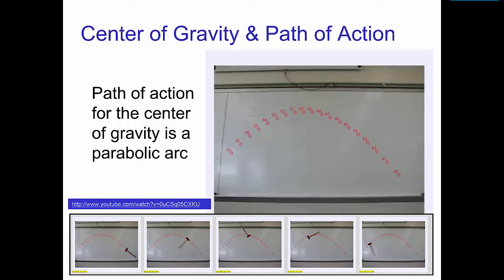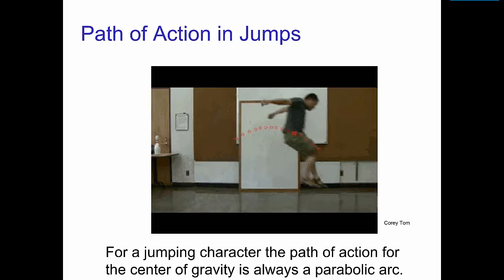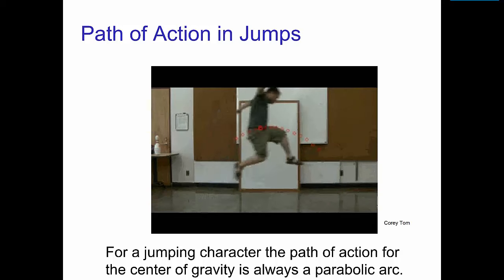The first requirement for a successful jump animation is a believable path of action. For inanimate objects, we know that the path of action of the center of gravity is a parabolic arc. This is illustrated by tracking the center of gravity for a spinning hammer flying through the air. It's the same for characters. While a character is in the air, the center of gravity follows a path of action that's a parabolic arc.